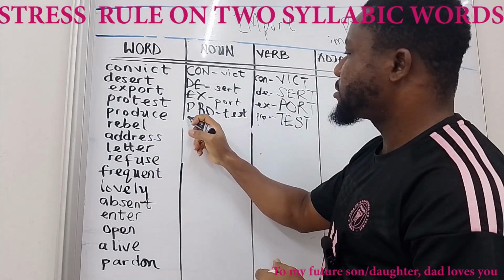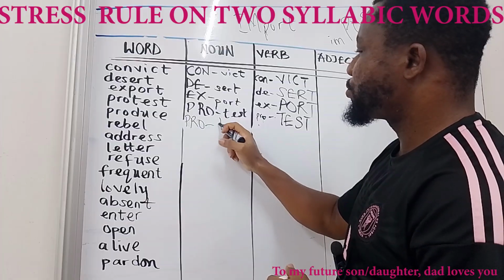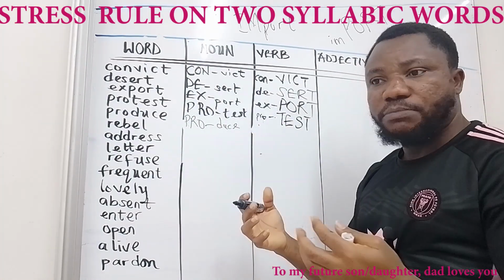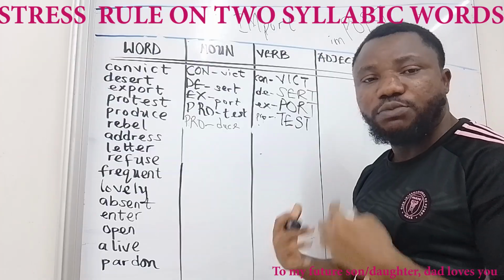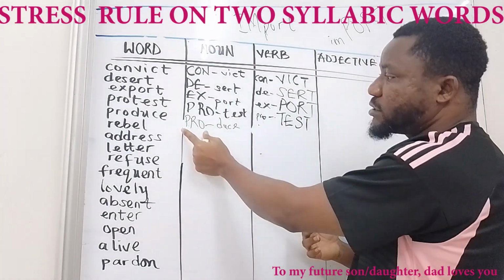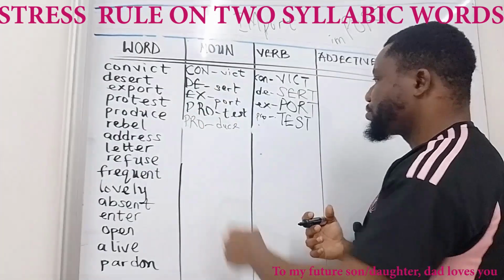This word is produce. They should be the items from the farm, the things you produce on the farm. So the noun is produce. Farm produce, farm produce.